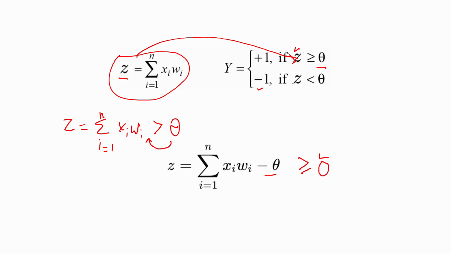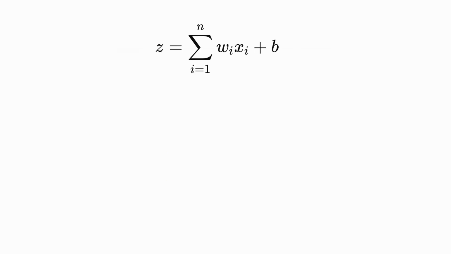So this is actually an older notation of the pre-activation value that was used previously. Now we have a new notation here that is represented by plus b. So this equation is equal to sigma i equal to 1 going till n of wi times xi minus theta.